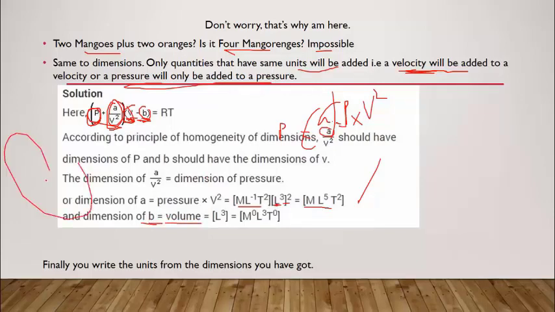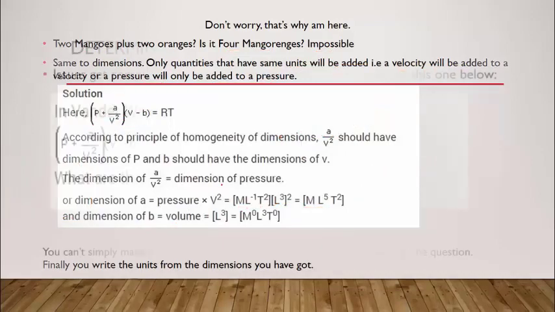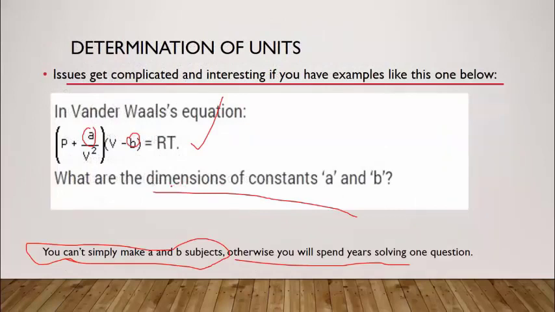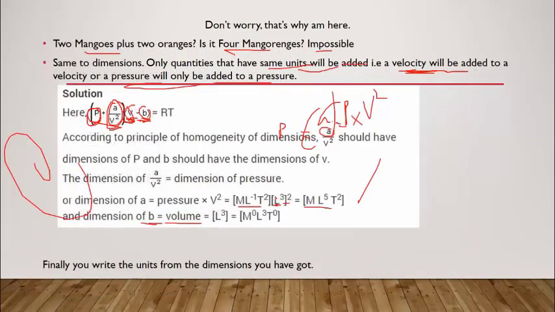These questions are usually many, so the important thing is to use this principle: only quantities which have the same units, the same dimensions, can be added or subtracted. So finally write your units from the dimensions you come up with. Remember that the question here asked for the dimensions, but usually they ask for units, and most students end at the dimensions. If you are asked for units, you have to proceed from here. You can simply get the units, that this is meters cubed, and from here you can get kilograms, meters to the power 5, seconds squared. Simple.